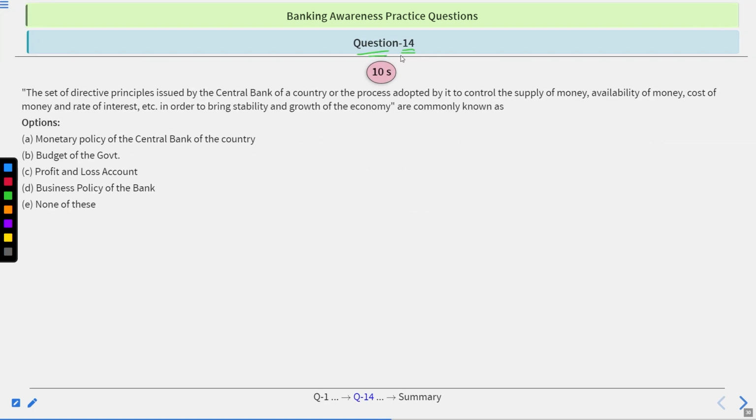Question number 14. The set of directive principles issued by the central bank of a country, or processes adopted by it to control the supply of money, availability of money, cost of money or rate of interest, etc., in order to bring stability and growth of the economy, is commonly known as: monetary policy of the central bank of the country, budget of the government, profit and loss account, business policy of the account, none of these. To answer this, you will have 10 seconds. Time starts now.